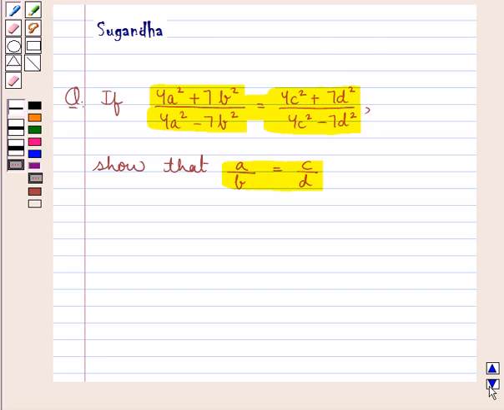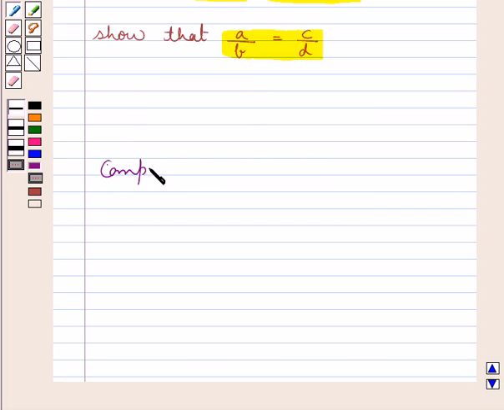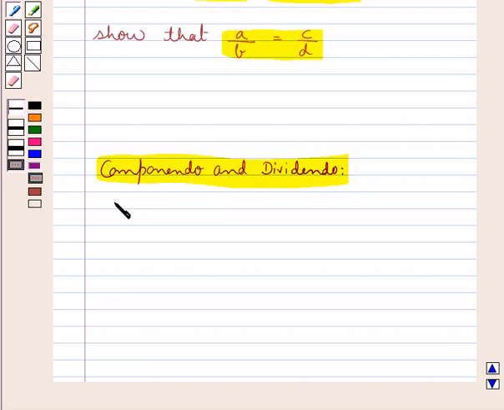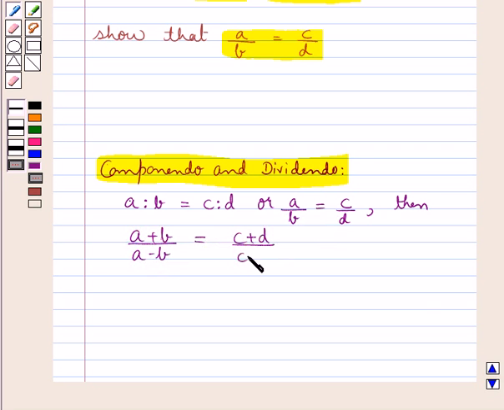Before moving on to the solution, first of all, we will discuss a result on proportions, which is componendo and dividendo. According to this, if four quantities A, B, C and D are in proportion, that is A is to B is equal to C is to D, or you can say A/B is equal to C/D, then on applying componendo and dividendo, we have (A + B)/(A − B) is equal to (C + D)/(C − D). This is the key idea that we use for this question.